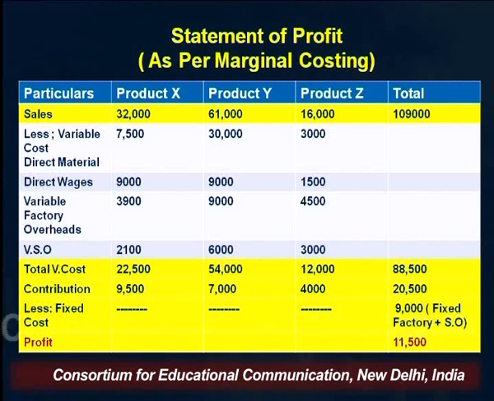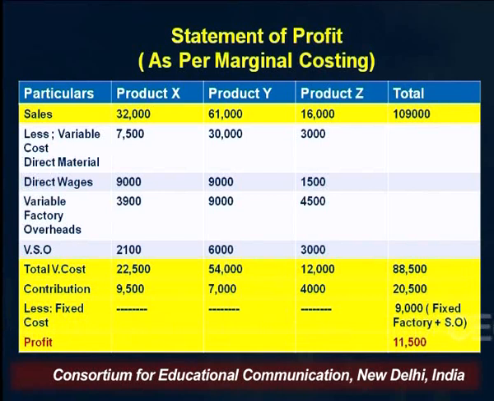Now the same process we shall apply, or replicate, for product Y and Z also. Remember, we are not taking fixed factory overheads and fixed selling overheads separately for all products. We'll club them together because it is marginal costing. Here we have to take cost in totality. We don't take fixed cost product wise. Although the question has provided it, because we have to prepare the statement of profit as per marginal as well as absorption costing, I'll tell you where we'll be using it, but here for marginal costing we'll take up variable cost first.